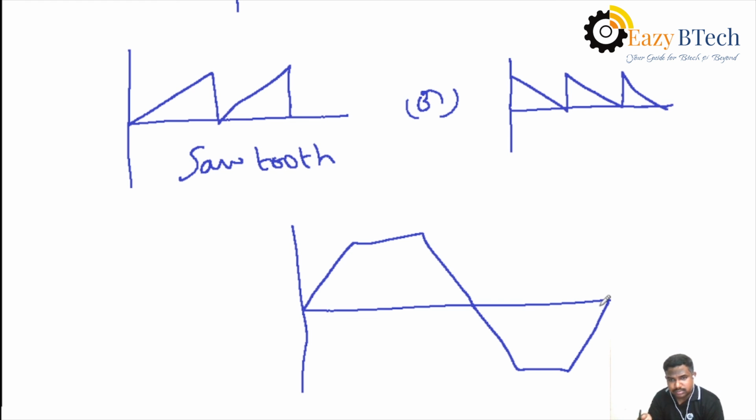Then you must know how to calculate the average value and RMS value for the waveform. That is, you have to find out what is the formula for average value and what is the formula for RMS value. So like that, we have to find out all quantities for the given AC waveform in problems.